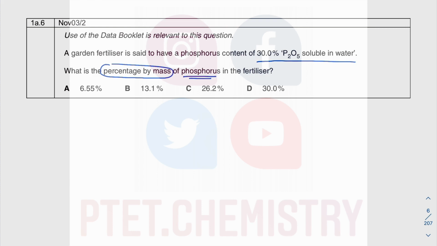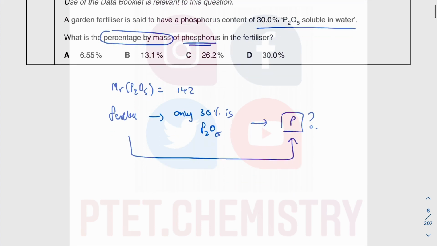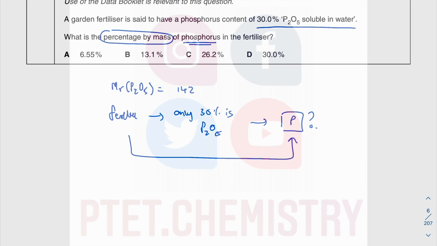Let's see. So the MR of P2O5 is 31.0 times 2 plus 16.0 times 5 based on your A-level periodic table. We know that the fertilizer, okay, only 30% is P2O5, okay? So how much of that is actually phosphorus? How much of the fertilizer is actually phosphorus? So we got to think about the percentage by mass of phosphorus.